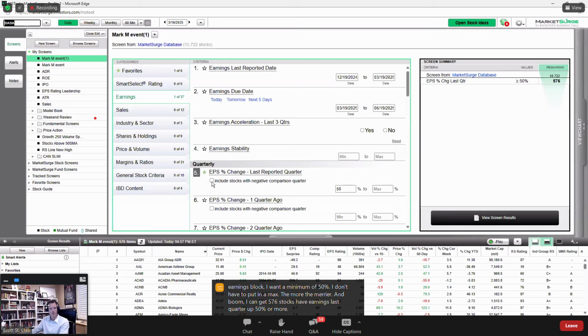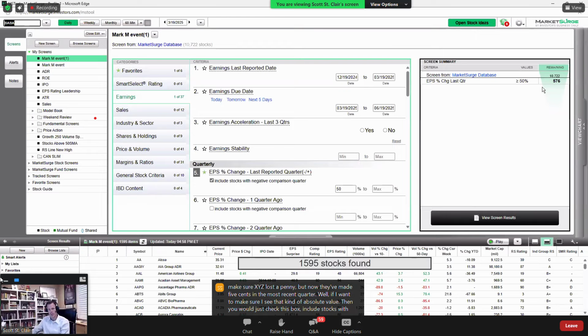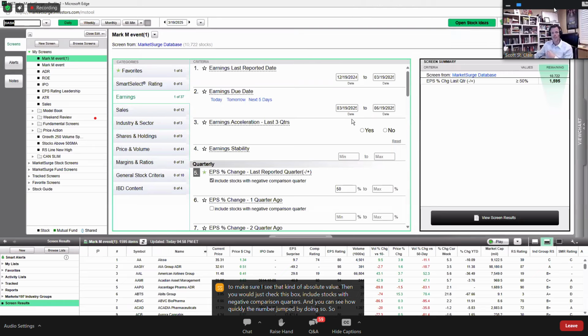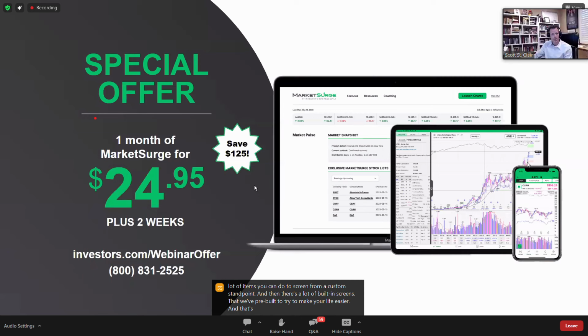If I want to make sure that XYZ lost a penny, but now they've made 5 cents in the most recent quarter, well, if I want to see that kind of absolute value, then you would just check this box, include stocks with negative comparison quarters, and you can see how quickly the number jumped by doing so. So there's a lot of items you can do to screen from a custom standpoint, and then there's a lot of built-in screens that we've pre-built to try to make your life easier, and that's probably where we're going to go now.